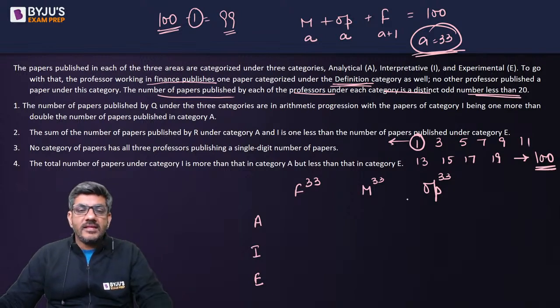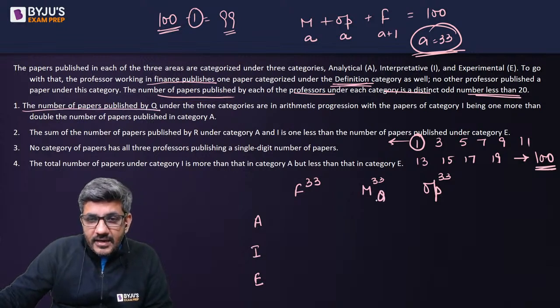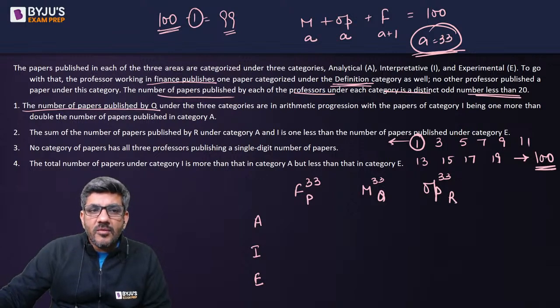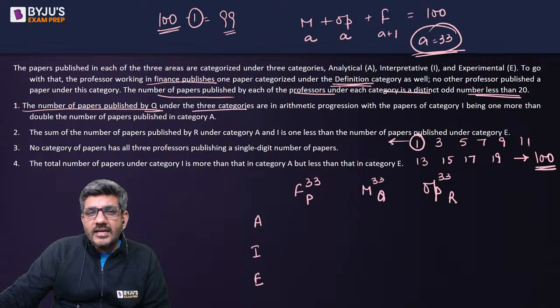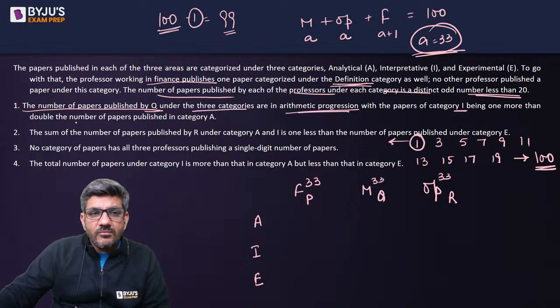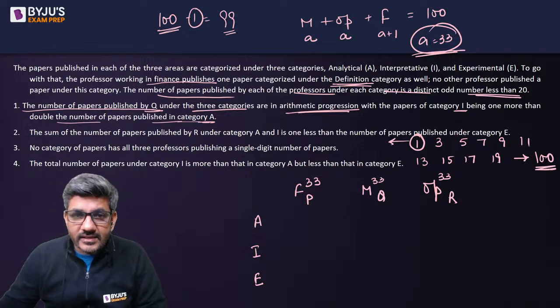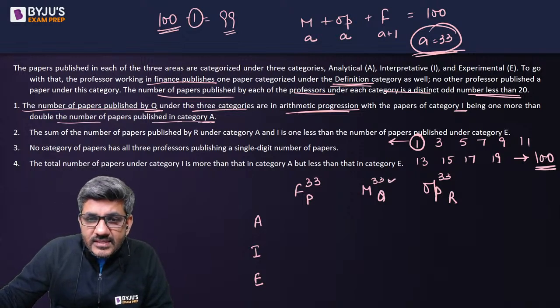So let's start filling them up. The number of papers published by Q, that is Q has published marketing, P has published finance, R has published operations. So the number of papers published by Q under the three categories are in AP series, with the papers of category I being one more than the double of the number of papers in category A. Okay. Now the point is, when he says they are in AP series, the sum of those three projects is 33.